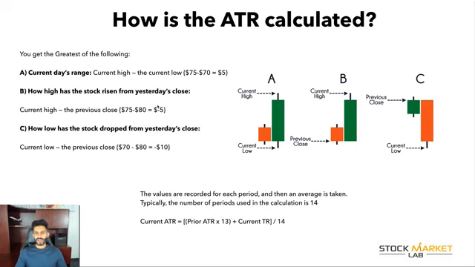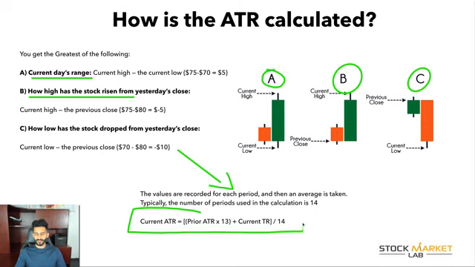So this is how the ATR is calculated. You have to calculate three numbers. You have to get the current day's range, which is A, the high minus the low. Then you get how high the stock has risen from yesterday's close, which is B, and then how low the stock has dropped from yesterday's close, which is C. And then whichever of those numbers is the greatest is what gets plugged into this formula. It's a little bit of a complicated formula.